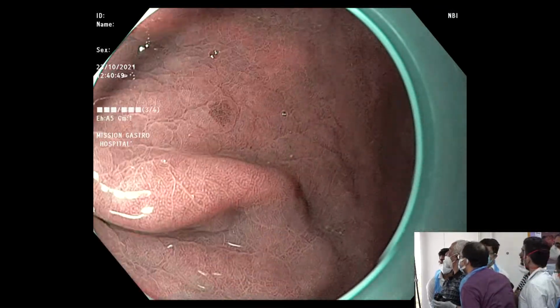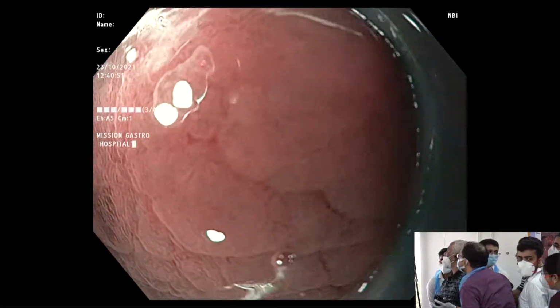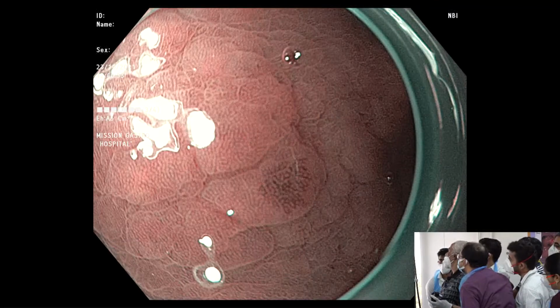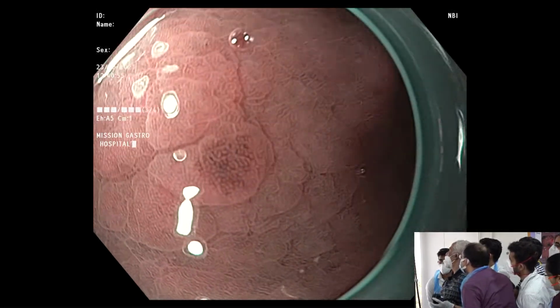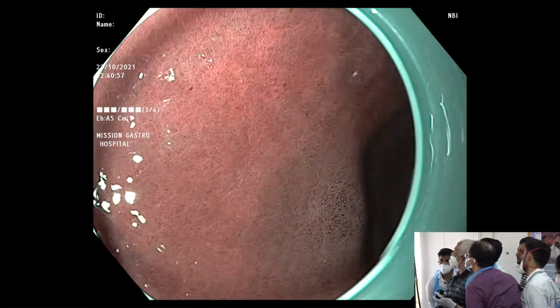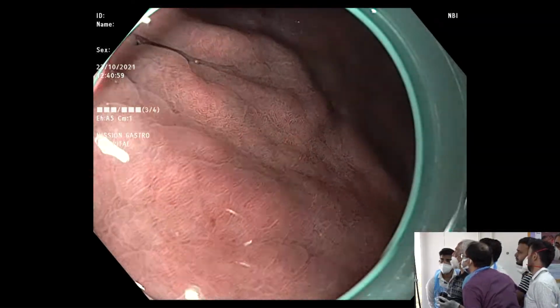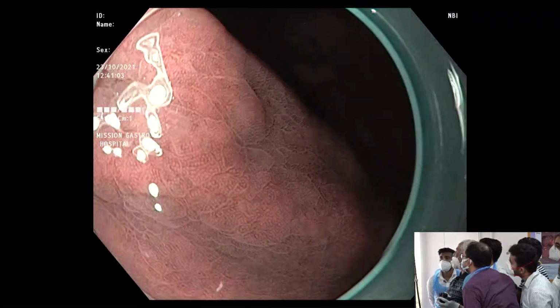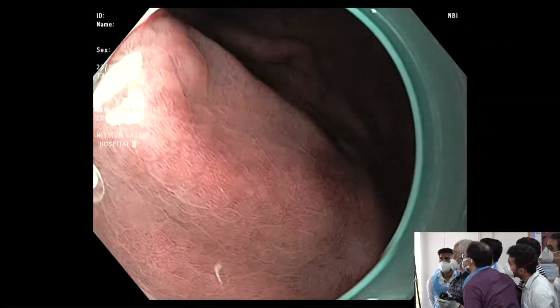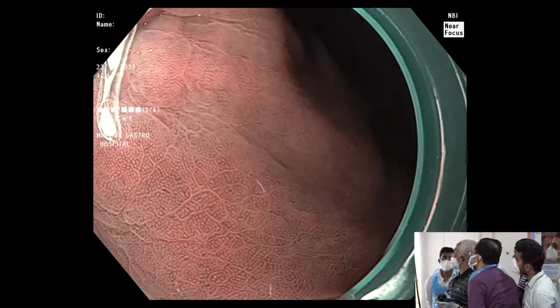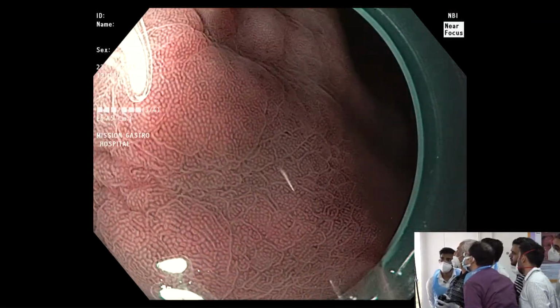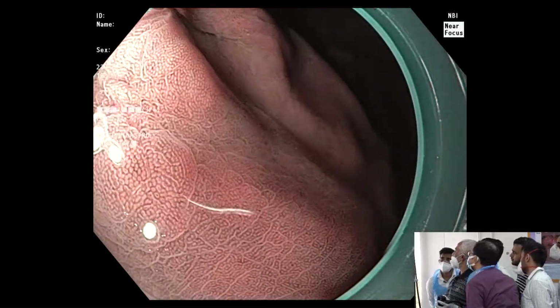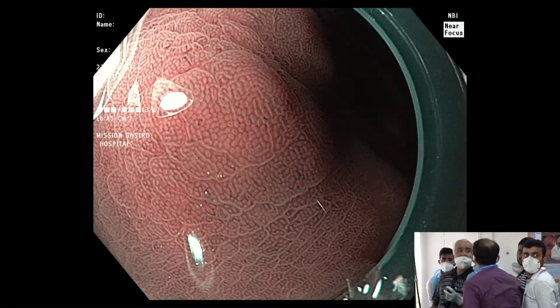See, there is some kind of little different thing here. Color is a little different. Yeah, but it's fairly regular. Quite regular. There's nothing wrong with that. Only thing, anyone can find out what is abnormal here? Excellent, very good, excellent. And that is supposed to be a feature of H. pylori gastropathy.